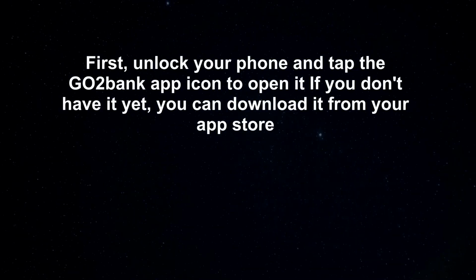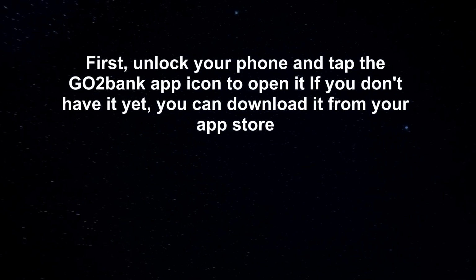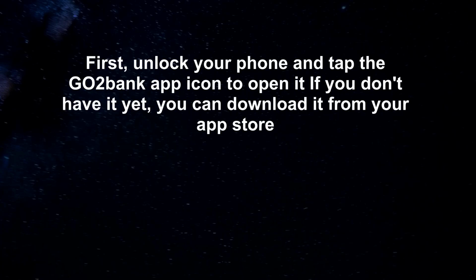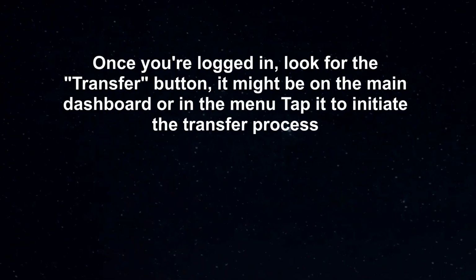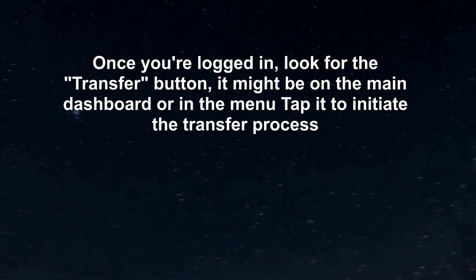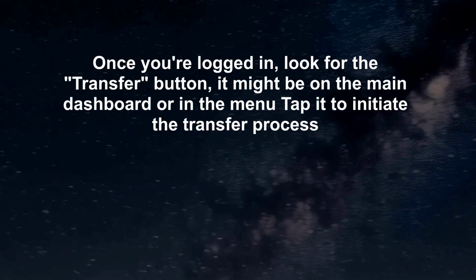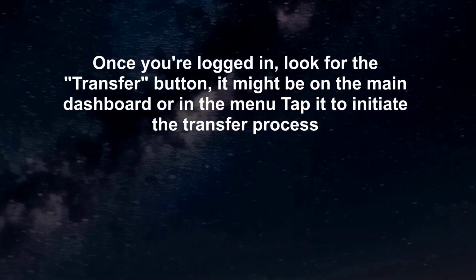First, unlock your phone and tap the GO2BANK app icon to open it. If you don't have it yet, you can download it from your app store. Once you're logged in, look for the transfer button. It might be on the main dashboard or in the menu. Tap it to initiate the transfer process.